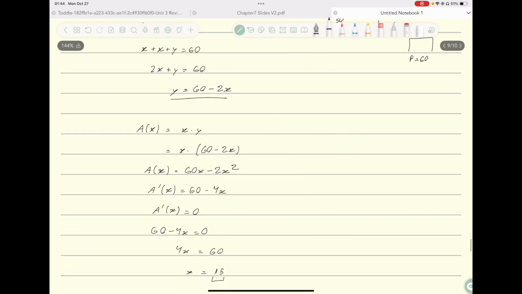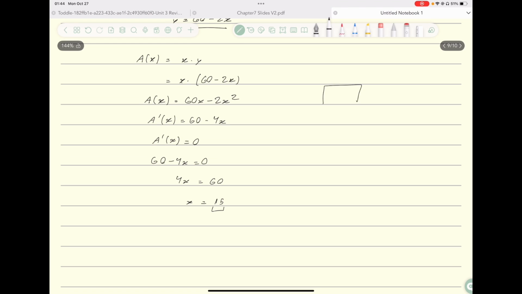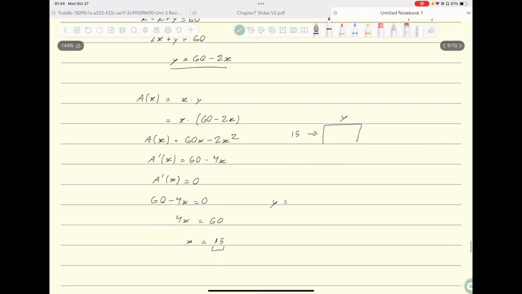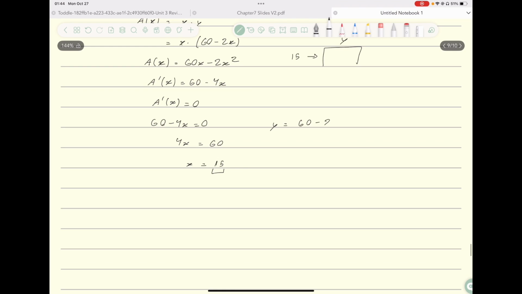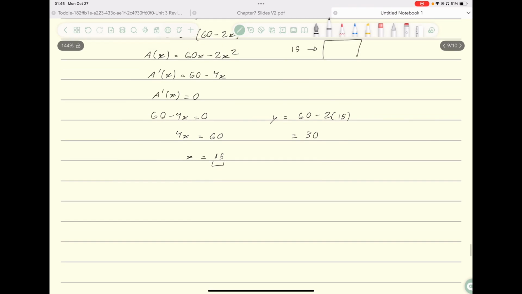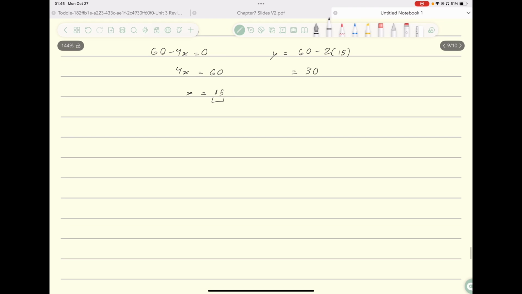So let's say 15 is the vertical side, and we have to find the y value. We substitute 15 into y, so it will be 60 minus 2 times 15. So y is 30. We can also see that 15 is in the domain, so this will be accepted. The maximum area of the growing crops will be 15 times 30, which is 450 square meters.